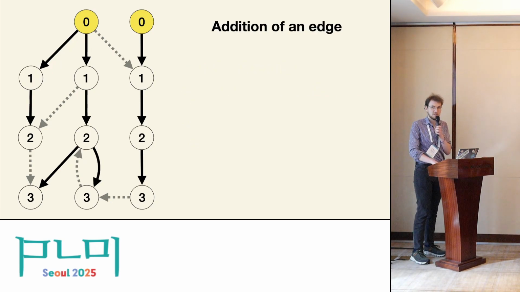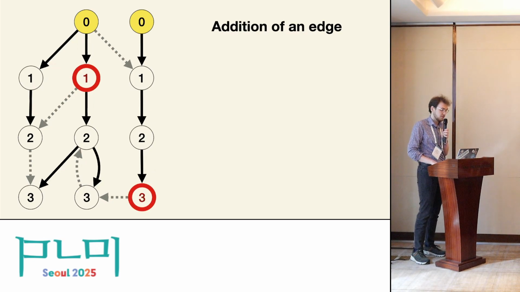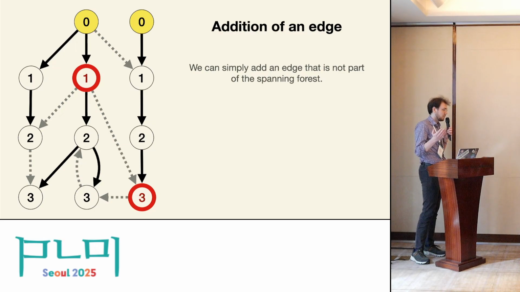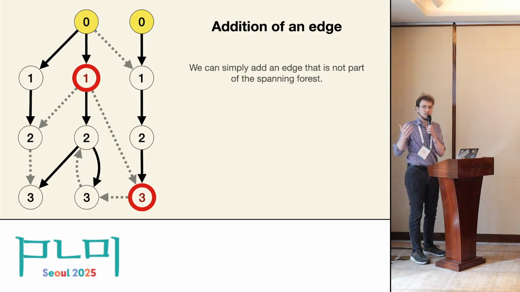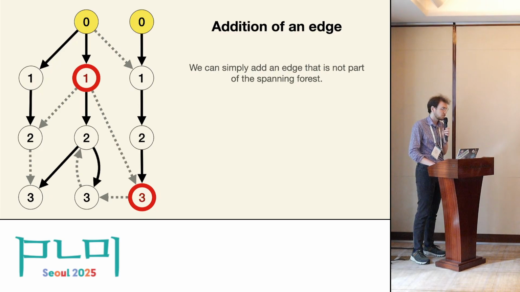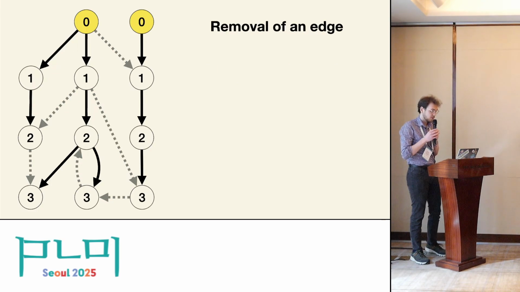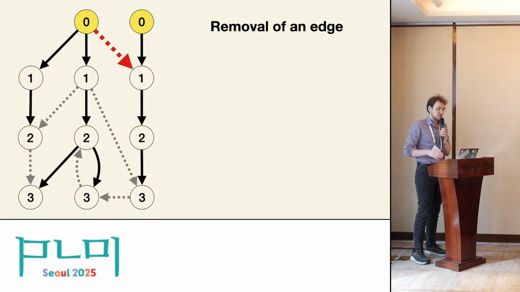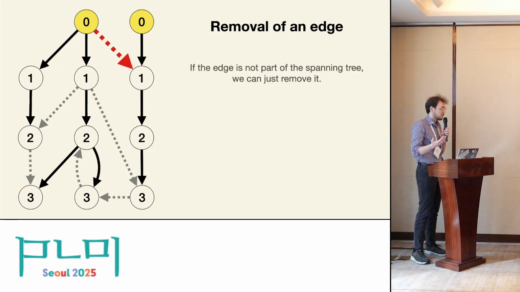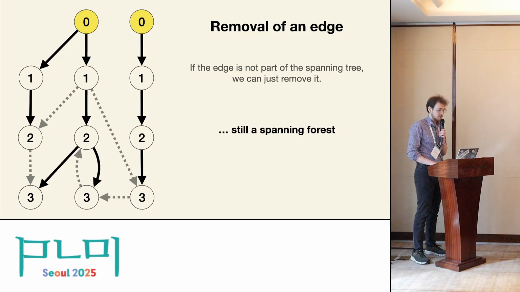So we'll start with the addition of an edge. Let's say we want to add an edge between those 2 nodes here. What we can do is simply add an edge that is not part of the spanning tree, and doing so just works. So we don't need to do additional work, and the reference is thus added, and it's still a spanning tree. If we remove an edge, let's say we remove an edge that is not part of the spanning tree here, again, we can simply just remove it, and it's going to still be a spanning forest.